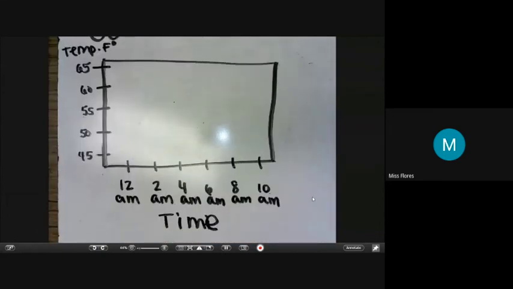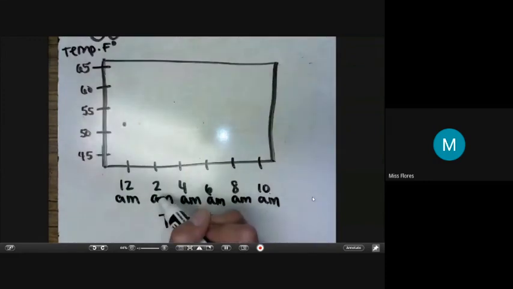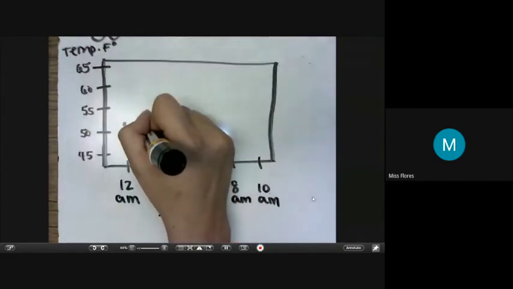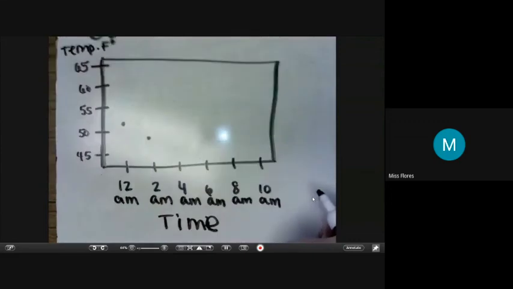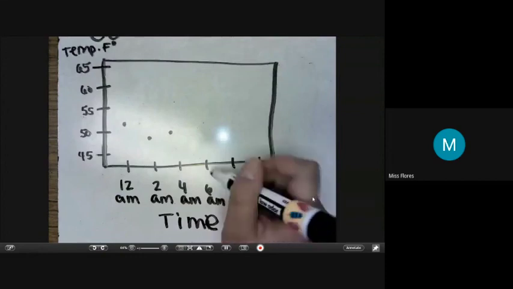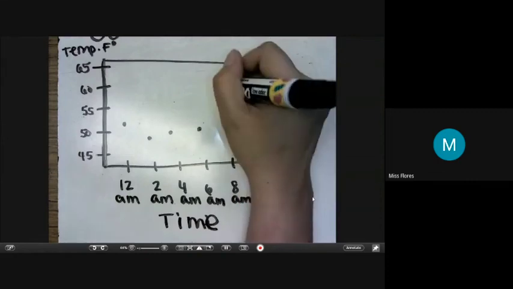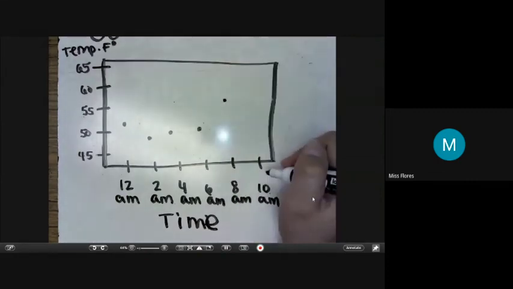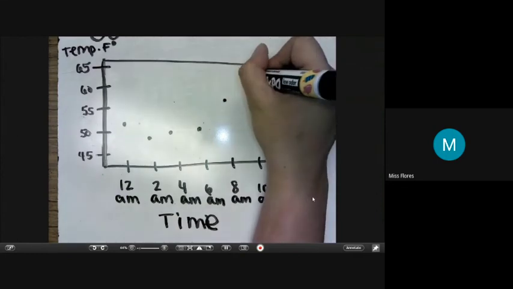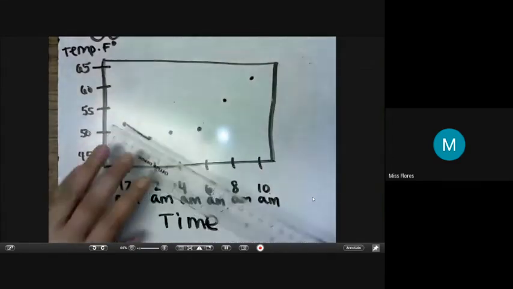So the first thing we're going to graph is our 12 a.m. We're going to go up to 51 degrees. It's about right there. 2 a.m. is at 48 degrees, so just underneath the 50. 4 a.m. is 49. 6 a.m. is 50. 8 a.m. is 56. And 10 a.m. is 62. Once you have your dots, then you can connect them with the ruler to show our line graph.